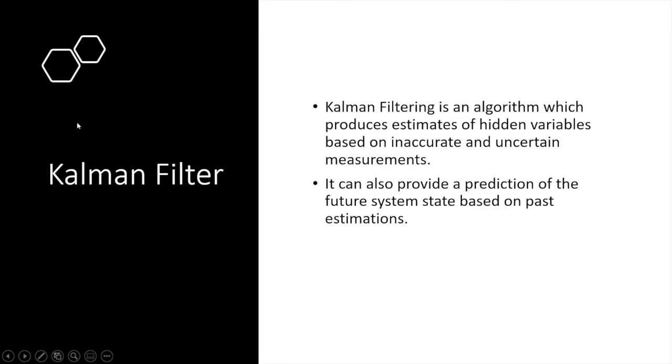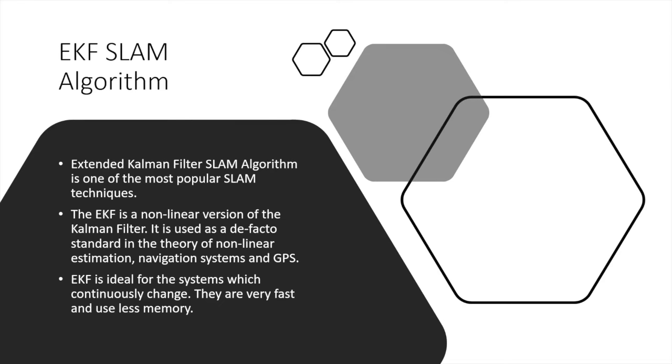So the example for a dynamically changing system is an EV itself. The surroundings is not a constant system. So the Kalman filter is very useful for such purposes. The extended Kalman filter is a slight modification of the Kalman filter algorithm. While the Kalman filter has linear functions in the mathematical representation, the EKF SLAM can have nonlinear terms in its mathematical representations. These EKF SLAM algorithms are very fast and they use less memory, which makes it ideal to be used in EVs.